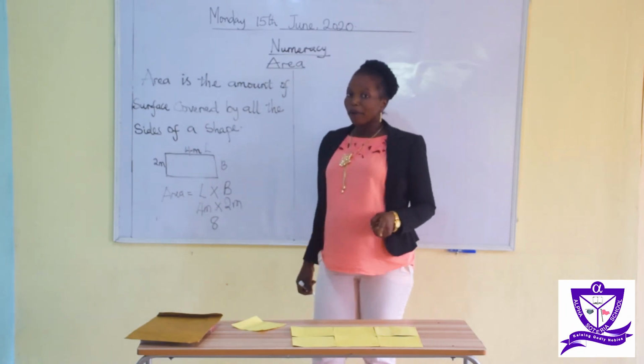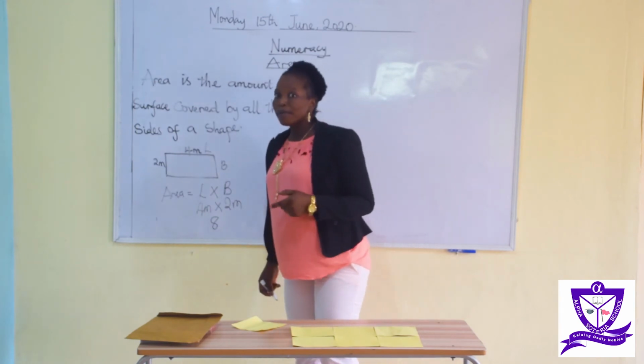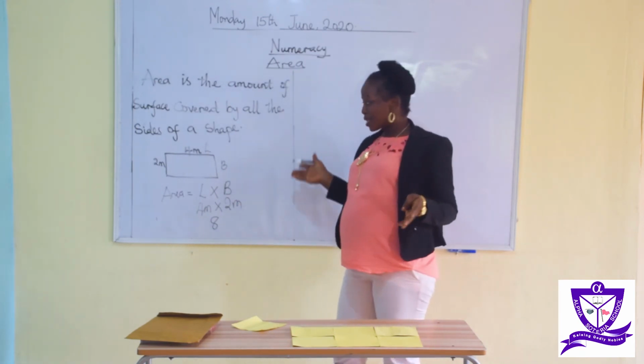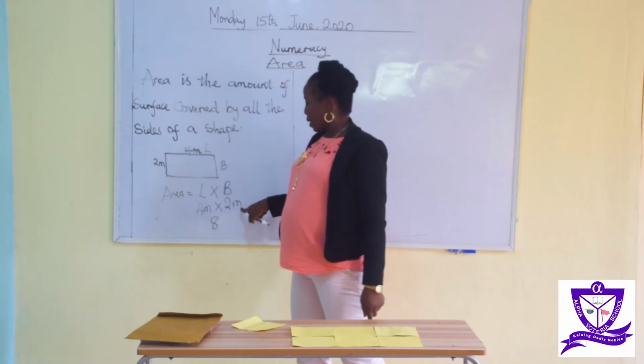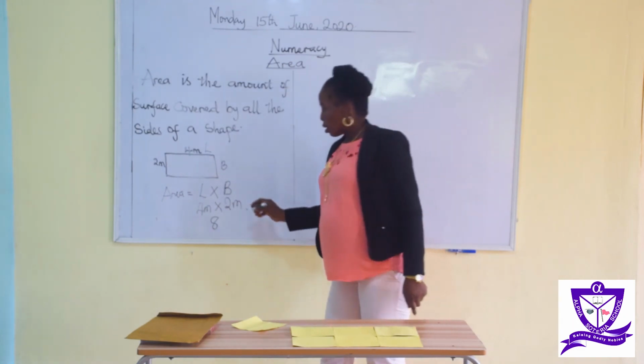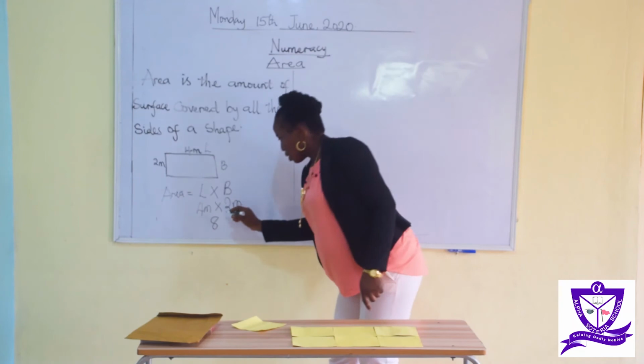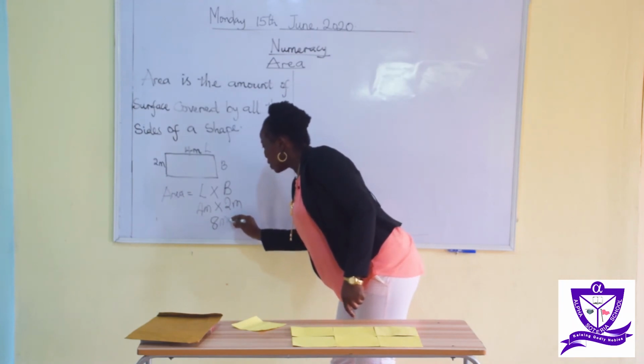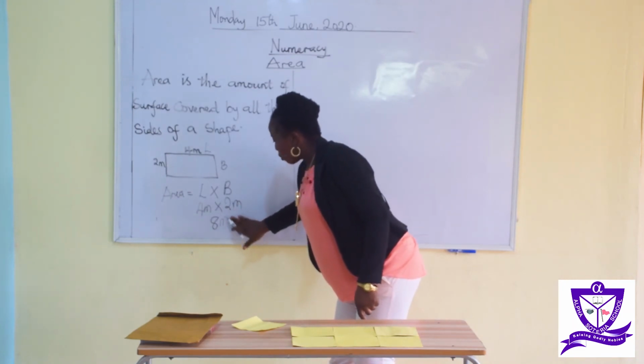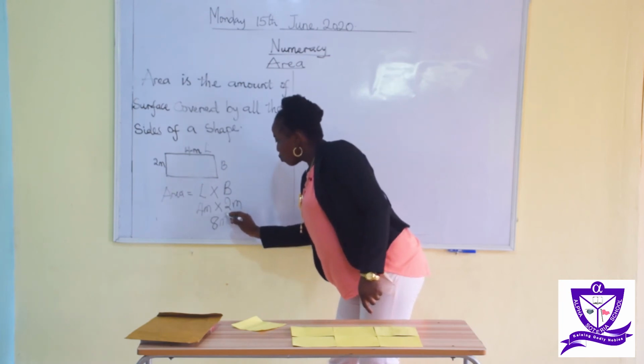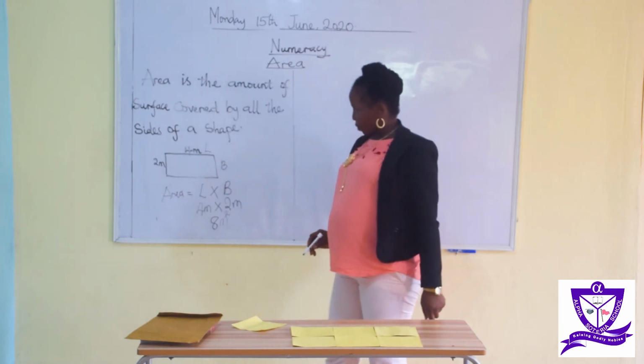So we need to be very, very careful. Unlike our perimeters where we just added all the sides together, now meters multiplied by meters will give us what? Meters in 2 places. Instead of writing meters twice, what will I do? I can say meters raised to the power of 2.